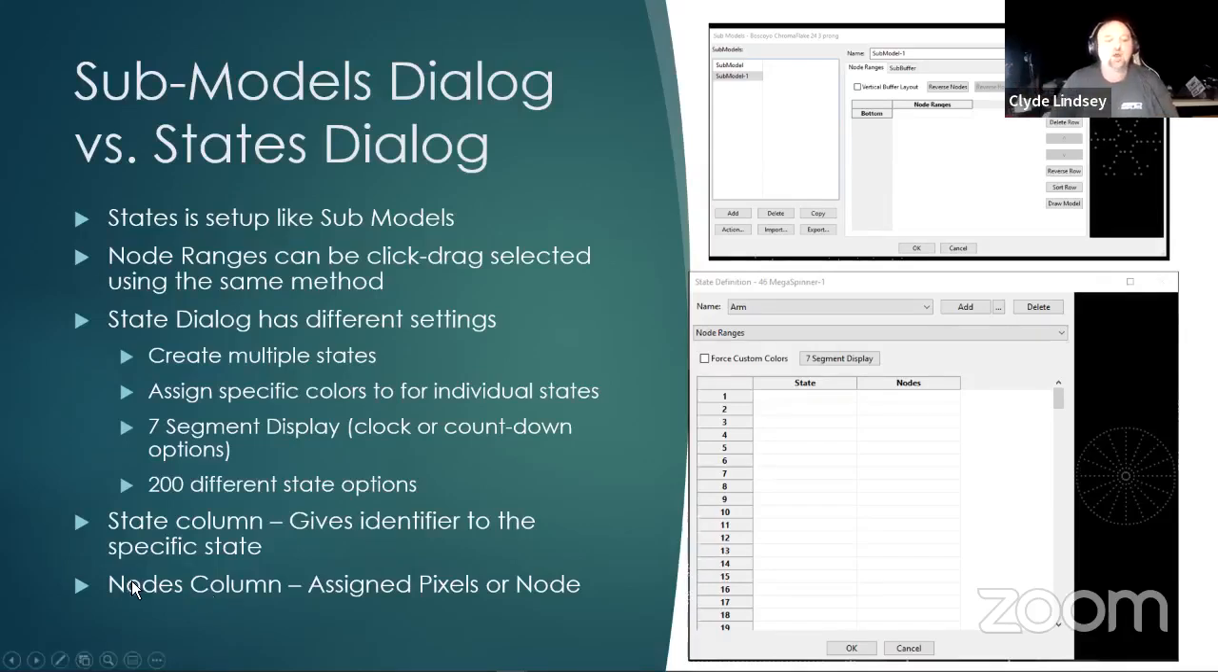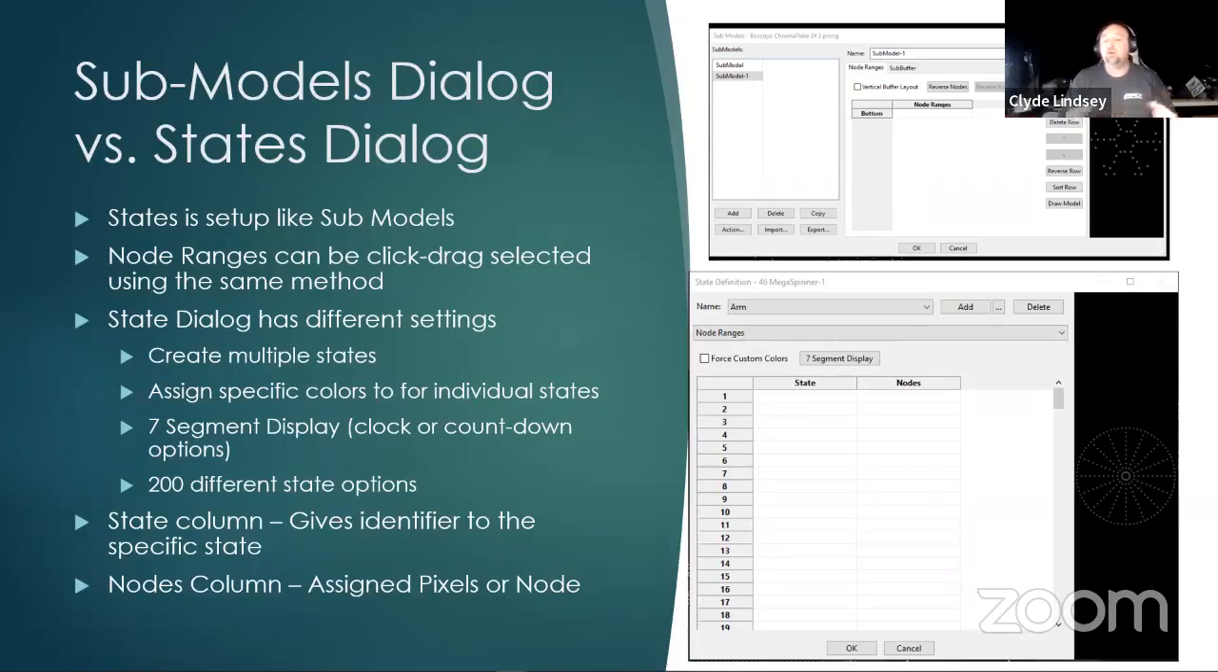So the next column is the node column. This is where you assign your pixels or your node selection. What I would say about a node is imagine a three-digit clock or a four-digit clock, like 1:00:00, that would be 12 o'clock. You could create individual nodes that are the upper and the lower and the sides. And that would be a state that you could set as like a clock or a countdown timer.